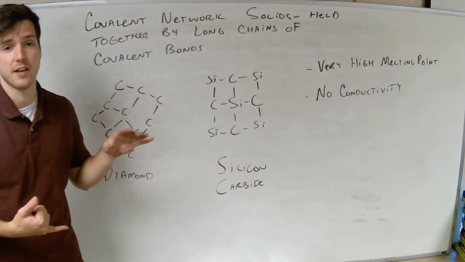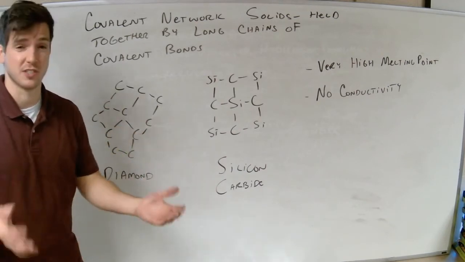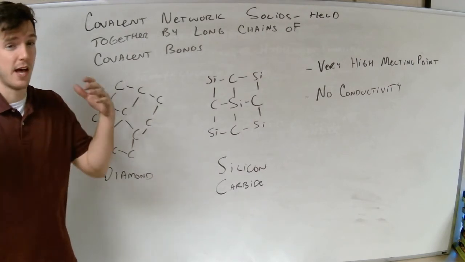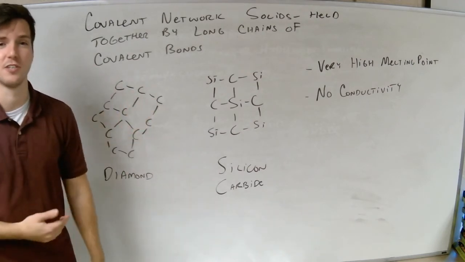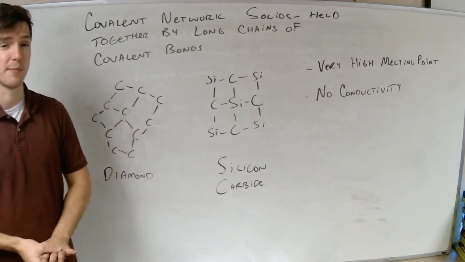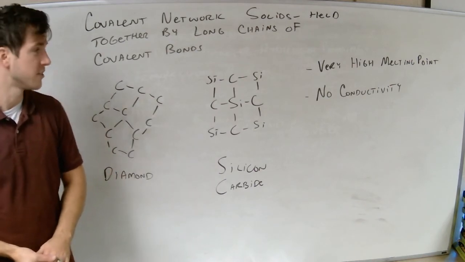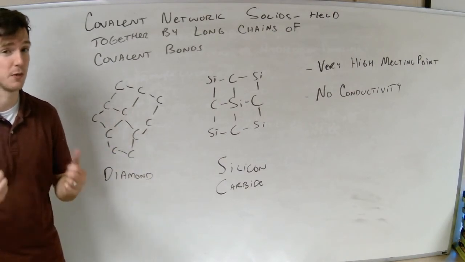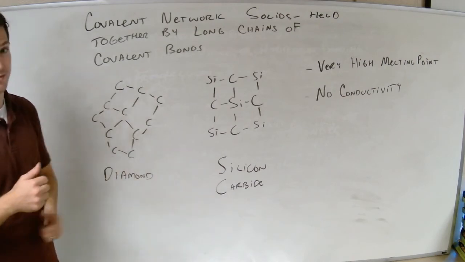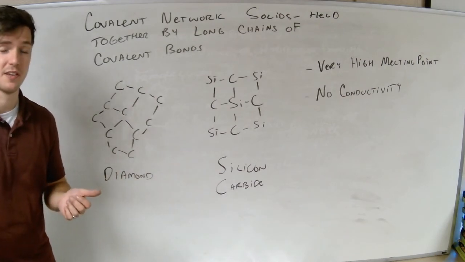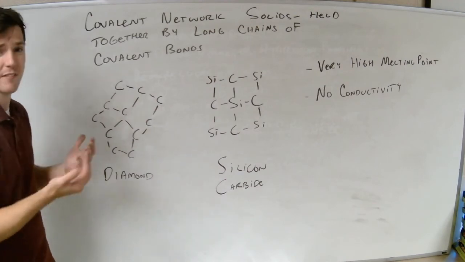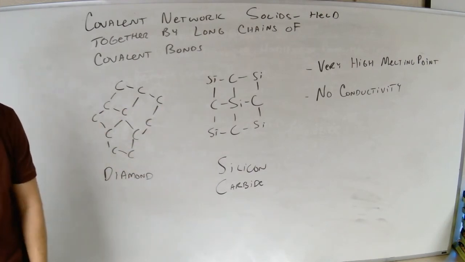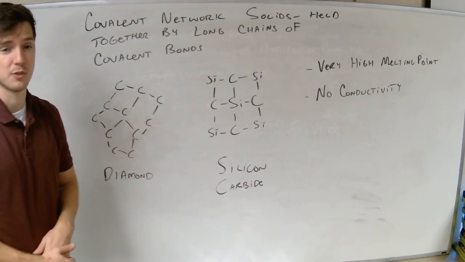You see this in silicon carbide as well, which is a type of computer chip or formula they use for computer chips. For your solar panels, they use like a silicon manganese combination. That's a covalent network solid. So these long chains of covalent bonds are just really strong. They have very high melting points. Think if you tried to melt a diamond, how hot you would have to get it to be. And they don't have any conductivity. There's no electrical conductivity whatsoever, no free flowing electrons for electricity to transfer between atoms.